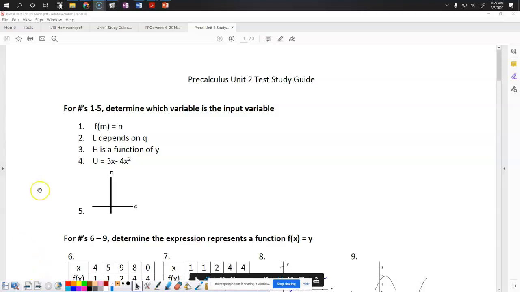Alright guys, for numbers 1 through 5, I'm asking you to identify which variable is the input. Now just so you guys know, technically I could also ask which one's the output. So even though the answer we're going to give is the input, I will also show you guys how to identify the output. A good thing to look at for this one would be our 2.1 notes that we took.